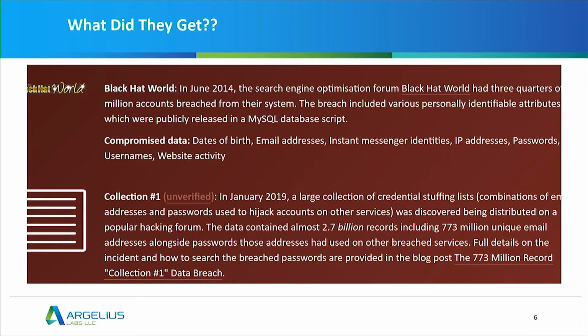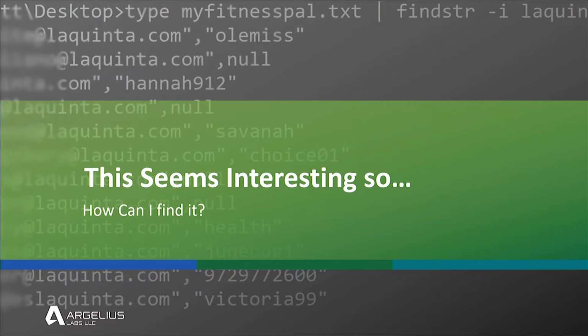But here as OSINT analysts, we're looking at this and we're like, damn, date of birth, email address, instant messenger, IP, passwords, username, website activity. If I can transition from an email address to all that, if I could get my grubby paws on the actual raw data, that's a gold mine. If I can take that email, turn it into a username, turn it into all these different types of things. And that's kind of what we're going after right here.